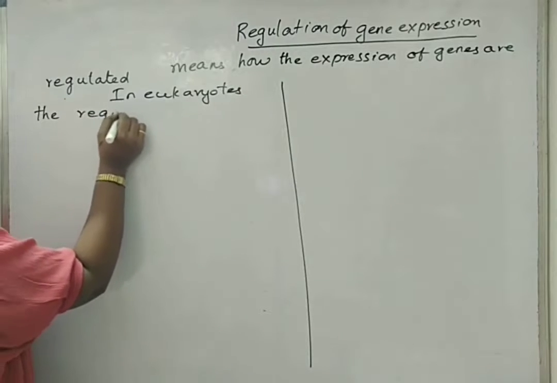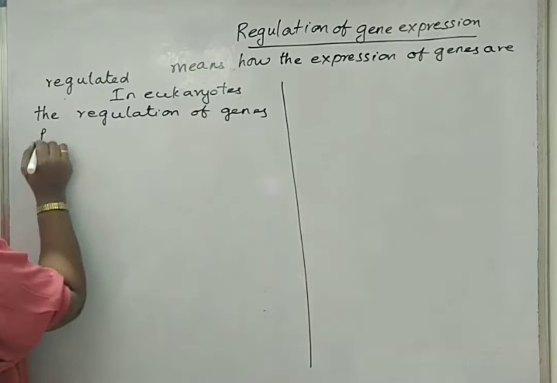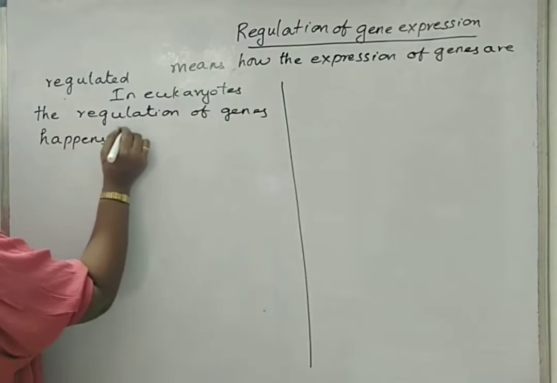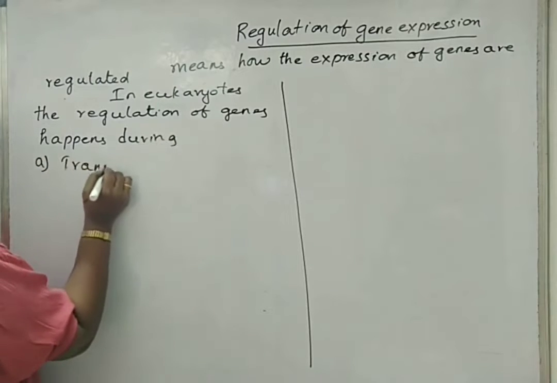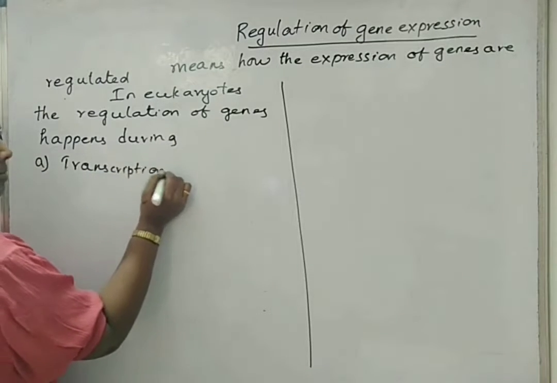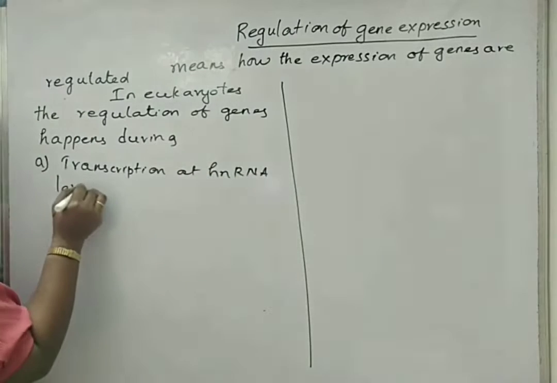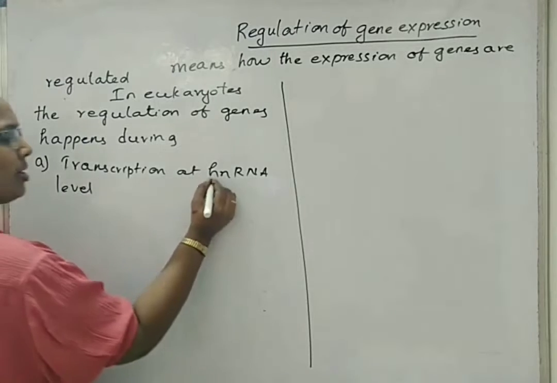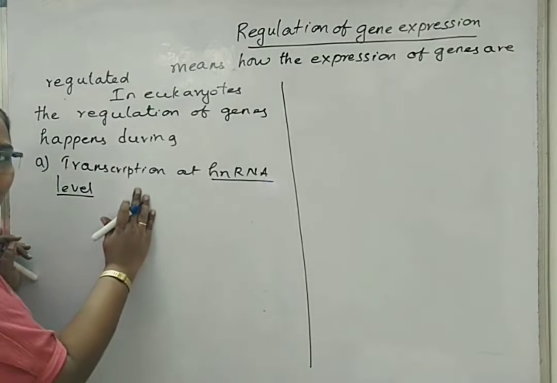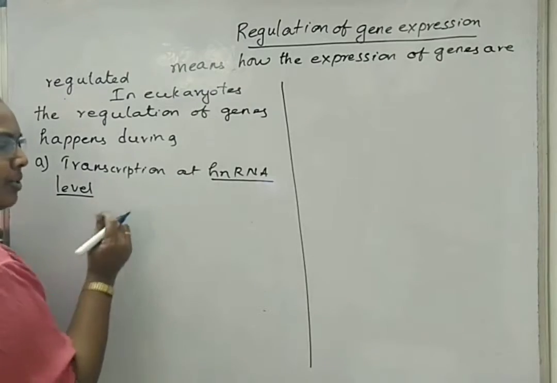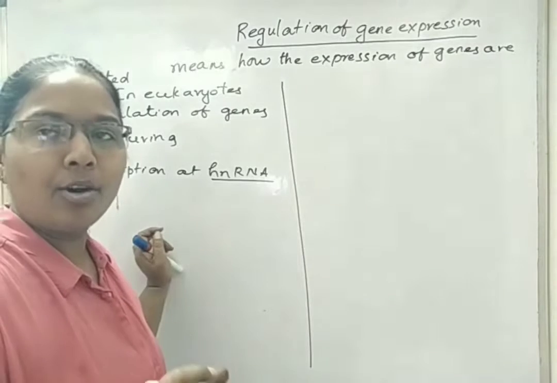the regulation of genes happens during, first one, transcription at hnRNA level. Because when a certain length of one hnRNA is formed, then transcription has to be controlled. Also, the split genes number has to be maintained in a constant number according to the species.